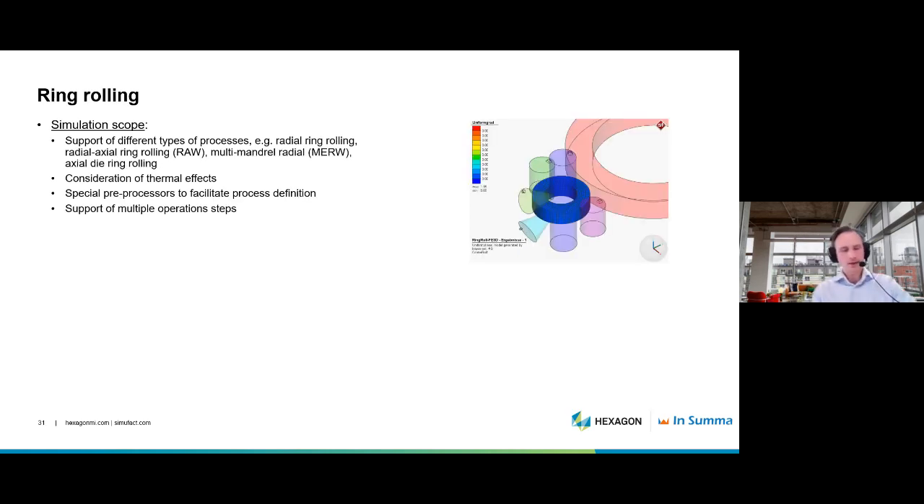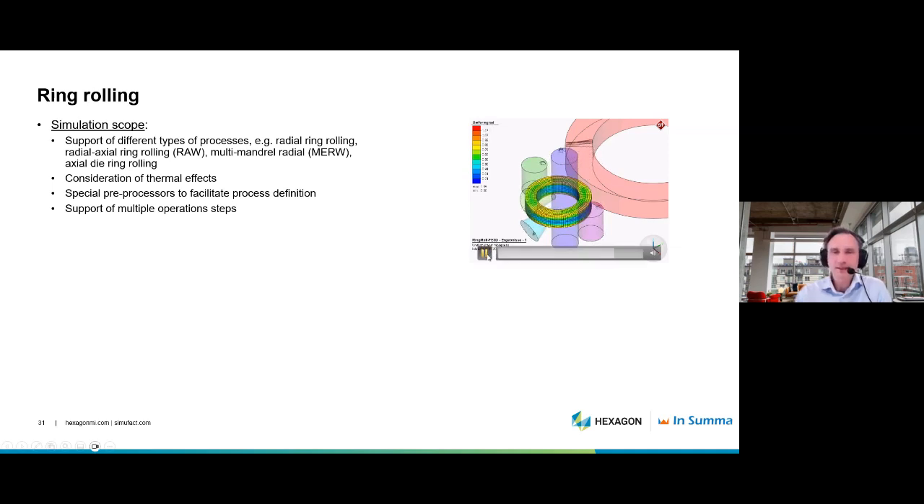Ring rolling is another sophisticated type of process in terms of the kinematics. You can set up a simulation of all sorts of processes, such as radial ring rolling, radial-axial ring rolling, which is the process you see here, where you have a set of rolls acting on the blank in the radial direction, but also in the axial direction, to form it into a different shape of the ring.